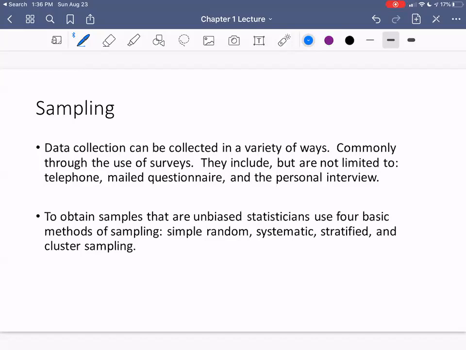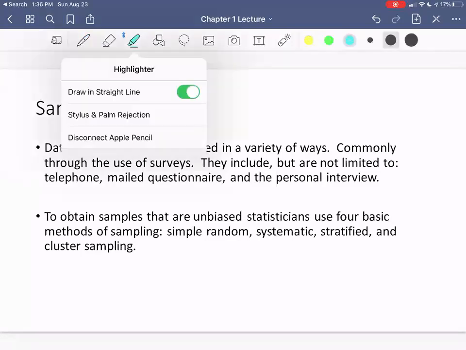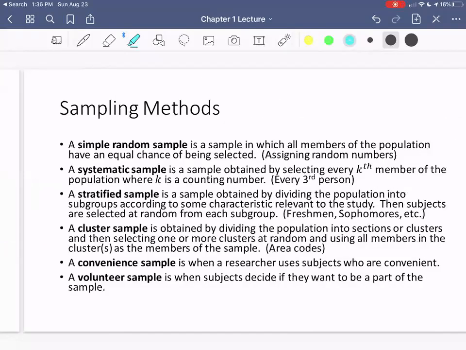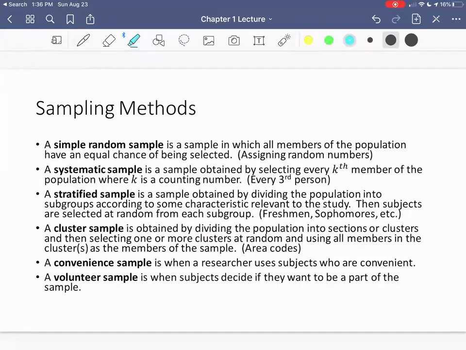And to obtain samples, there are four different ways that we're really going to look at. And that's simple random sampling, systematic sampling, stratified sampling, and cluster sampling. Those are the four different ways. I'm going to give you two other ones actually, but these are the four different types of sampling methods that are used very, very commonly. I know you can read, so I'm going to go through each one.